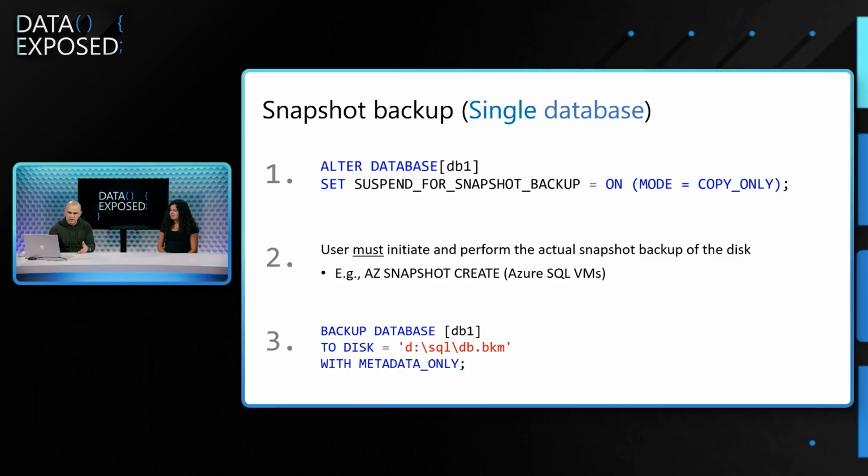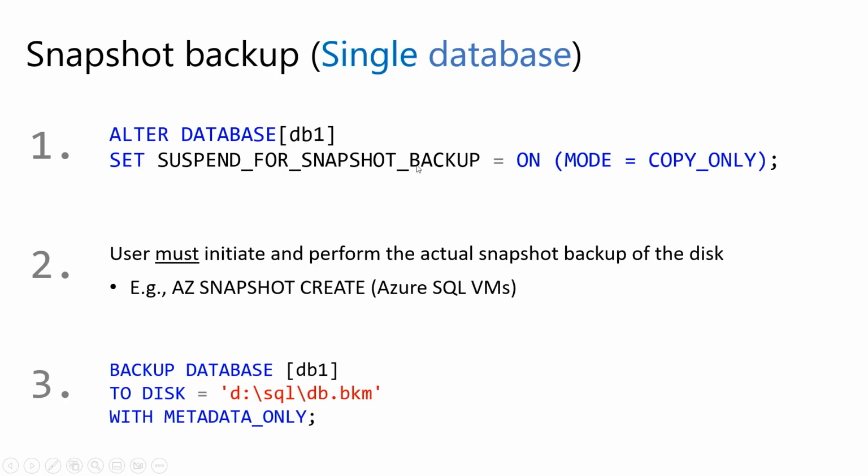So 3 steps with SQL Server 2022 to take a snapshot backup. First, you need to suspend the database that you're going to take a snapshot backup on with this new T-SQL command, suspend for snapshot backup on. The user still needs to initiate and perform the actual snapshot of the disk. And then the user needs to back up the metadata of the database that he or she just suspended.